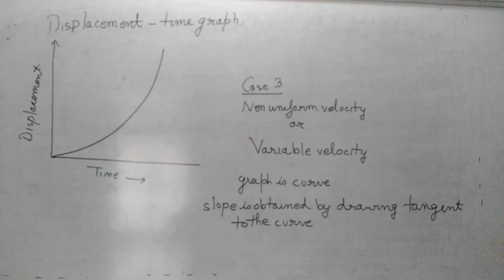Okay students, now let us discuss the third case also, that is non-uniform velocity or variable velocity. Variable velocity means that body is covering unequal distances in equal intervals of time. Then what type of graph do we get? The displacement time graph for non-uniform velocity is a curve like this. So whenever the question comes, draw the displacement time graph for non-uniform velocity or variable velocity, you have to draw a curve like this.